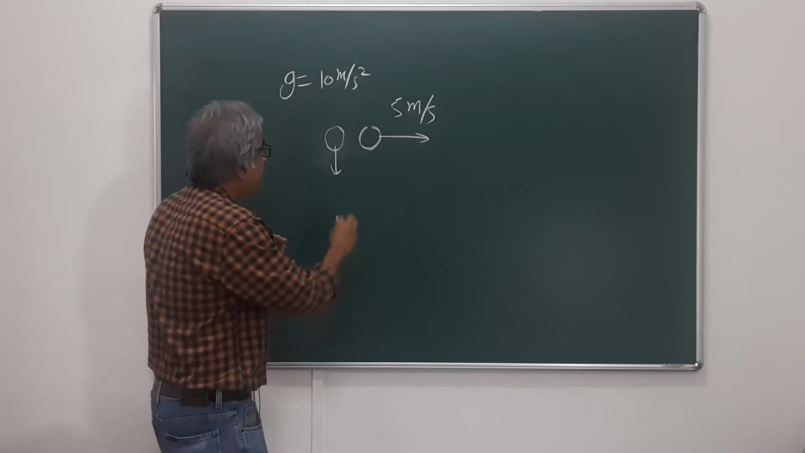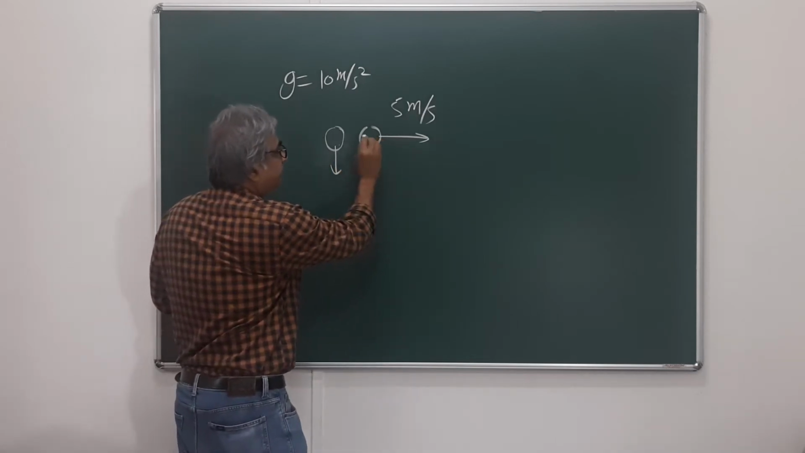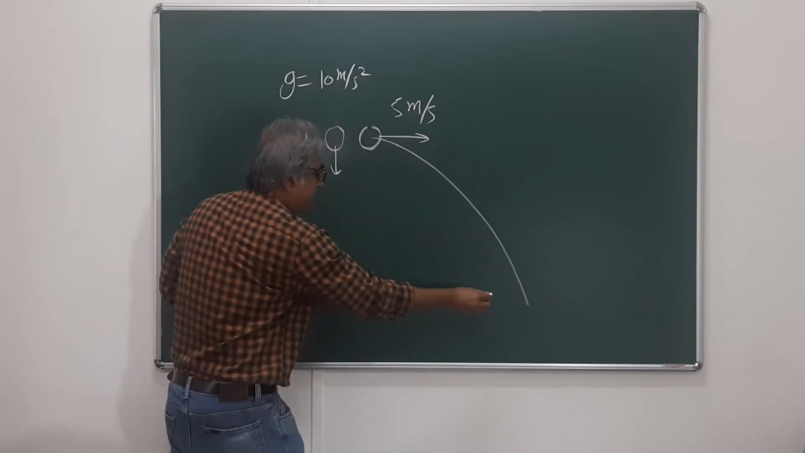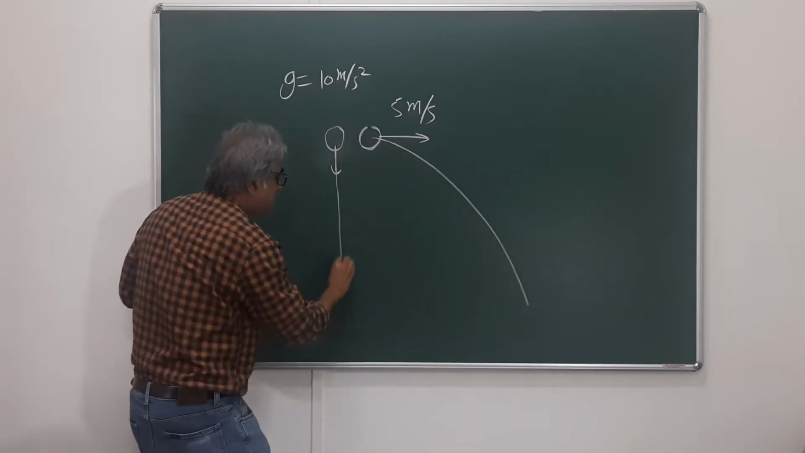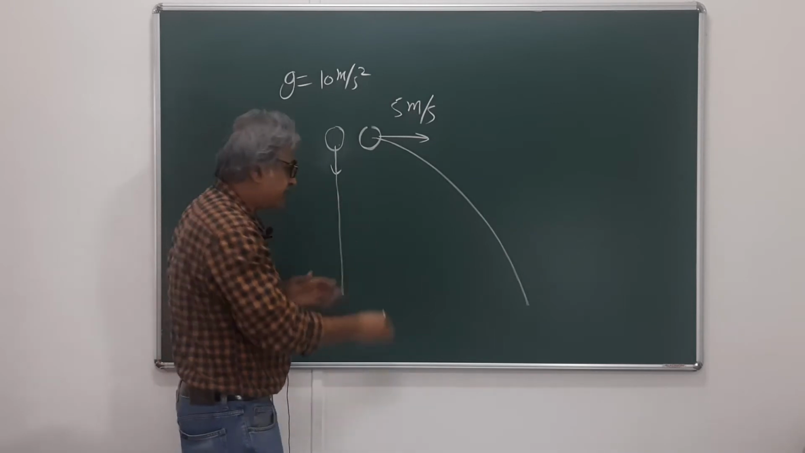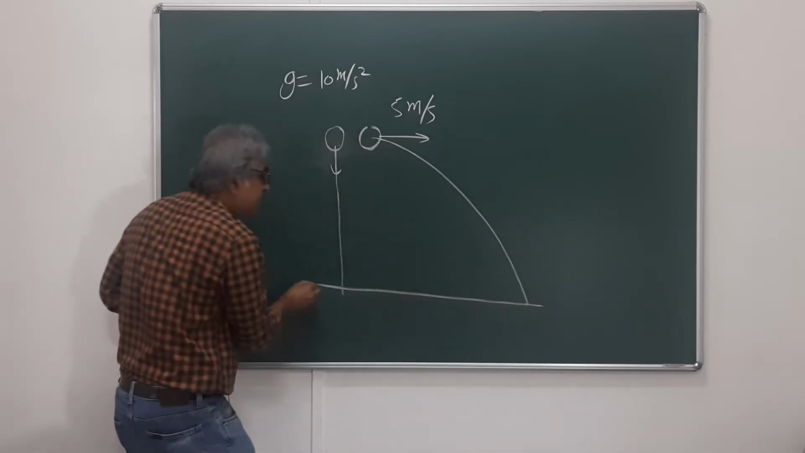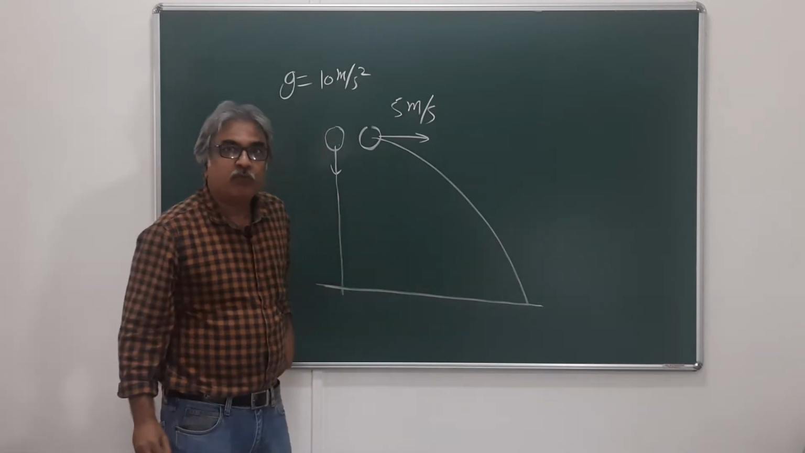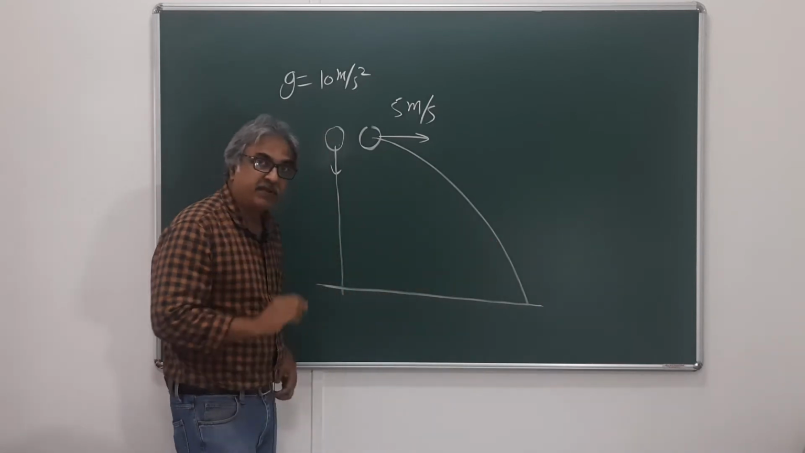So what will happen? This ball will travel a path something like this, let's say, and it reaches the ground. This ball is dropped, so it reaches the ground. And what we have said is that both these balls reach the ground at the same time.